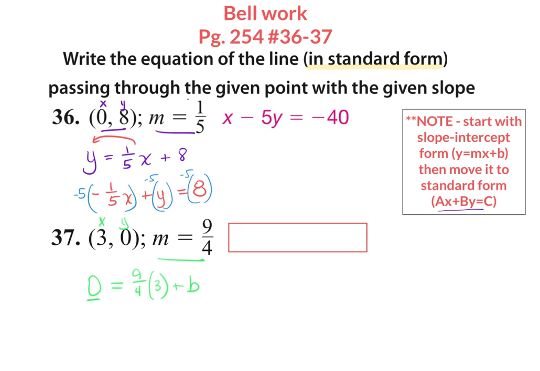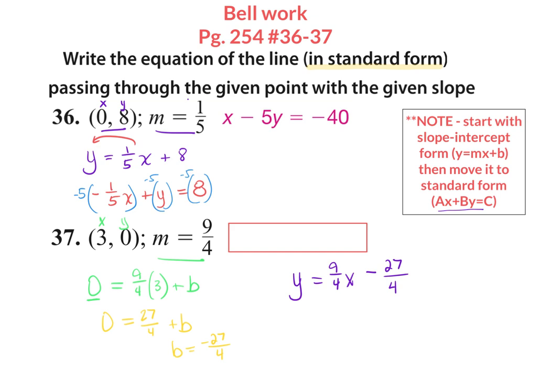All right. When I do this, I get 0 equals 27 over 4 plus b. And you can see that b is going to equal negative 27 over 4. So this one's not very pretty, but that's okay. It will all work out. Negative 27 over 4. So now I can at least write some form of this equation. I can say y equals mx plus b, b being the negative 27 over 4.